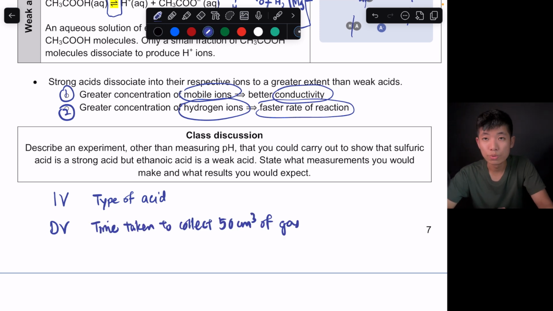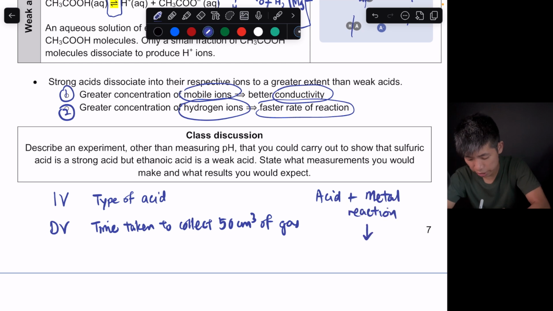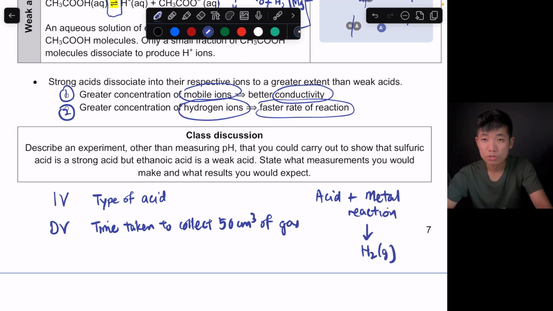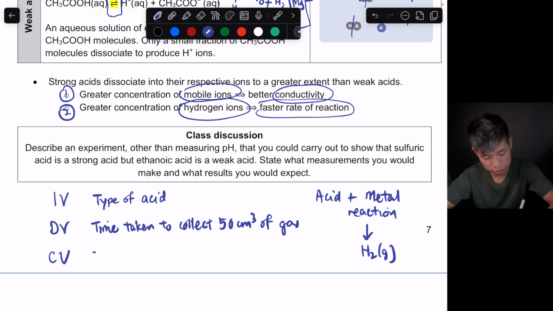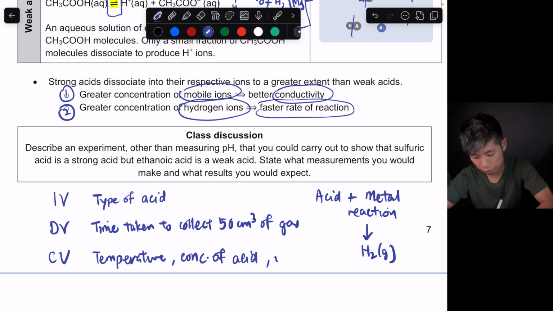So what we can do is carry out an acid plus metal reaction where hydrogen gas is being given off. To each sample of the acid, we put in magnesium ribbon and we collect the gas. So we want to time and see which one will produce the hydrogen gas in the shortest amount of time. So the dependent variable is the time taken to collect a fixed volume of gas. And other things you want to keep constant will be the temperature and the conditions, your concentration of acid and the volume of acid.